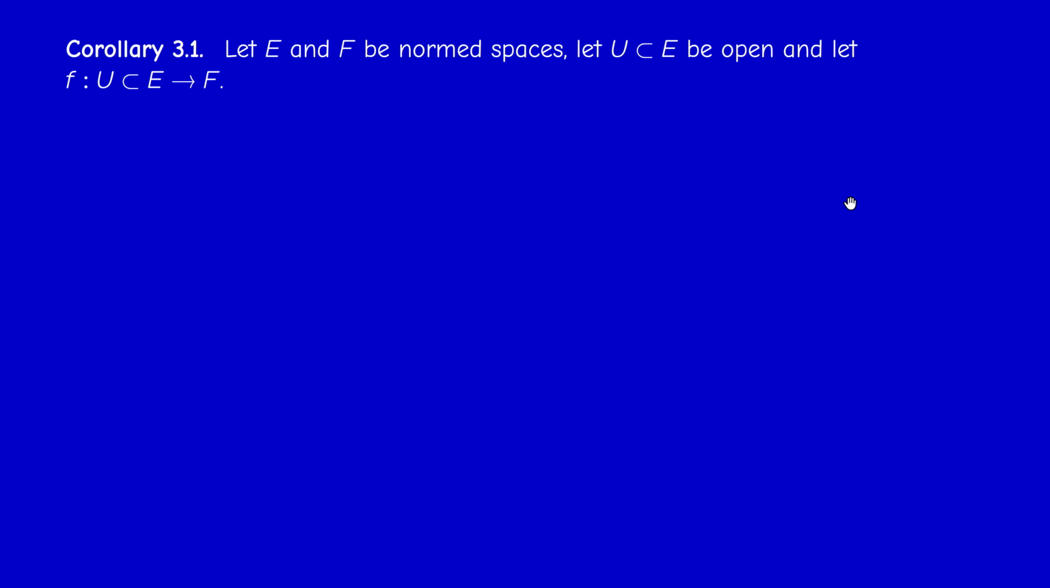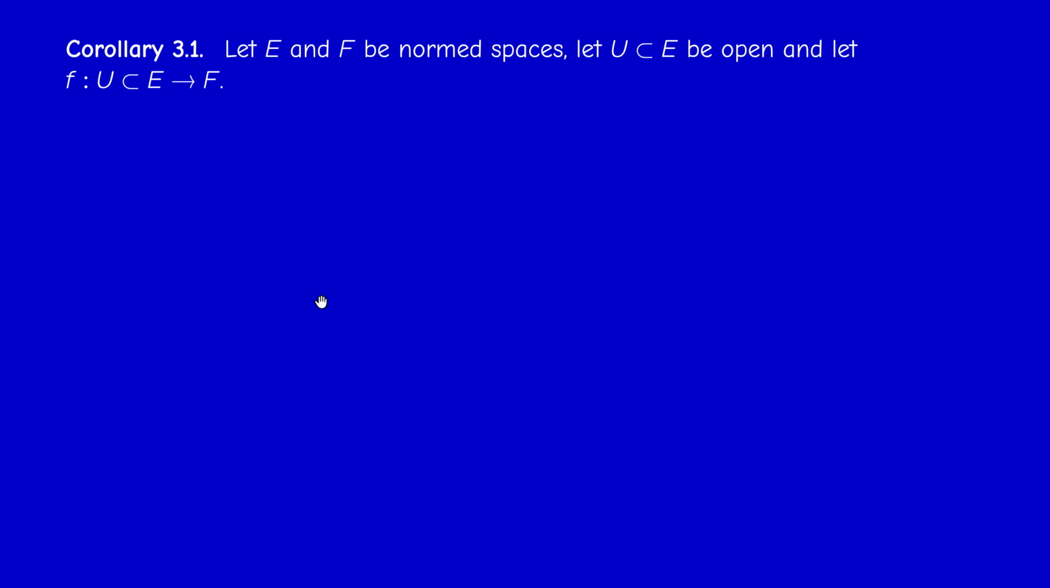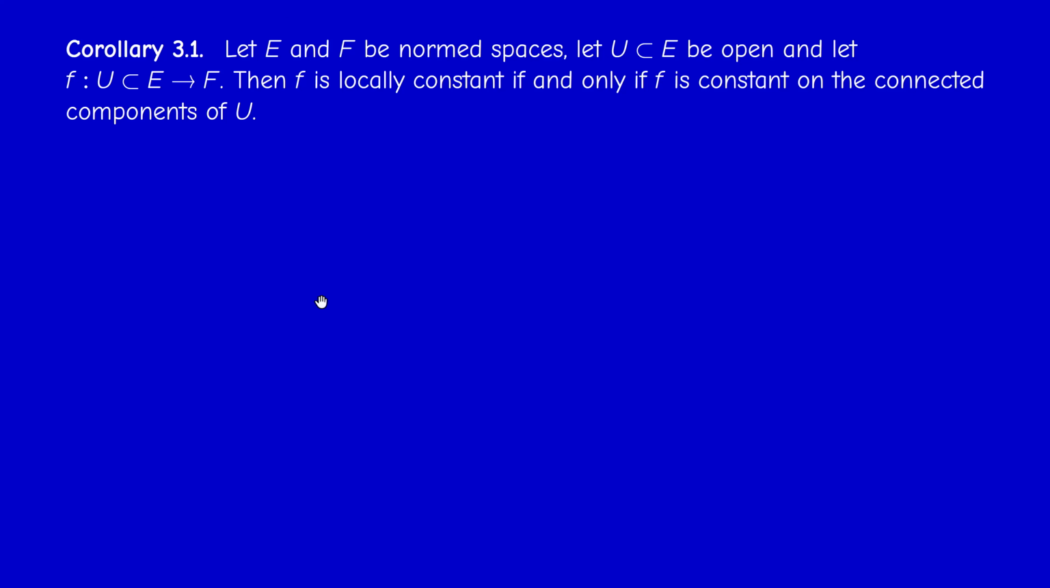Now, as a corollary, if you have, again, two normed spaces E and F and an open subset U of E, note that in the previous theorem I didn't need the assumption that U is open. I never used it. So U can be arbitrary there. But now I need the assumption of openness. You'll see why. Then f is locally constant if and only if f is constant on the connected components of U.